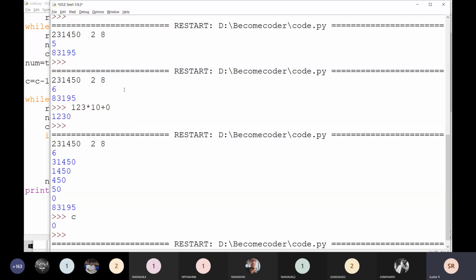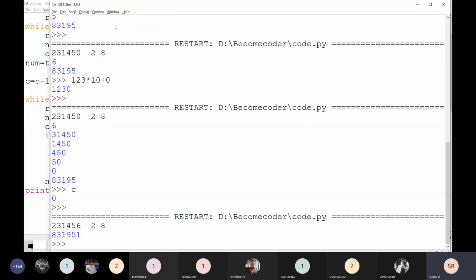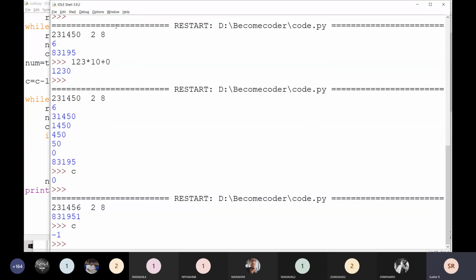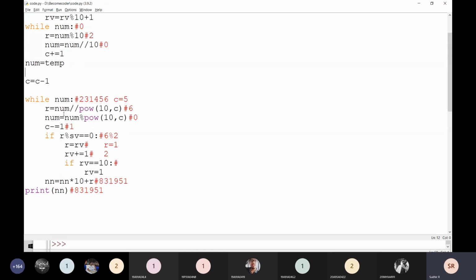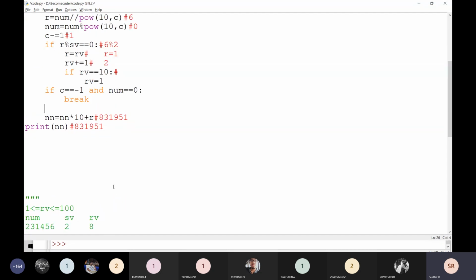I am going to execute it. If this is the number, what is C? C is going to be -1 at last. Okay, if C is -1, I'm going to find it like this, true here. I'm coming here, and if C is equal to -1 and num is equal to 0, then only I have to come outside of the loop.